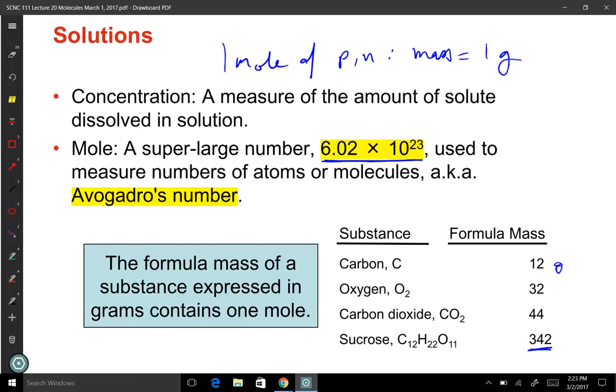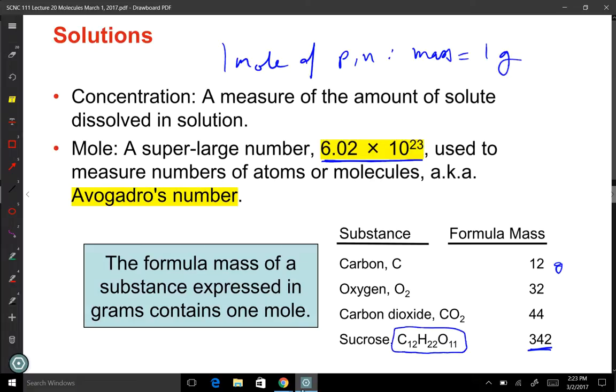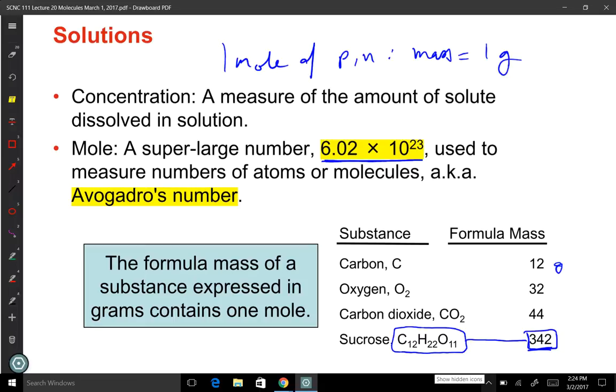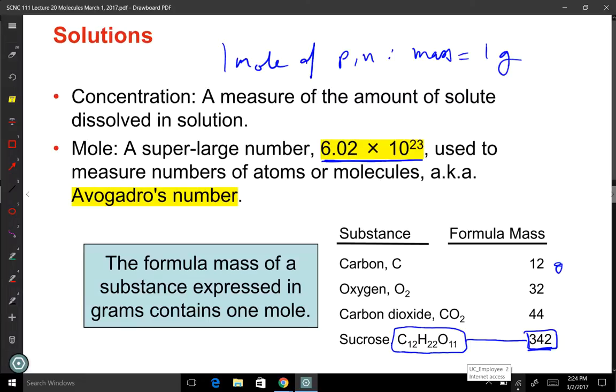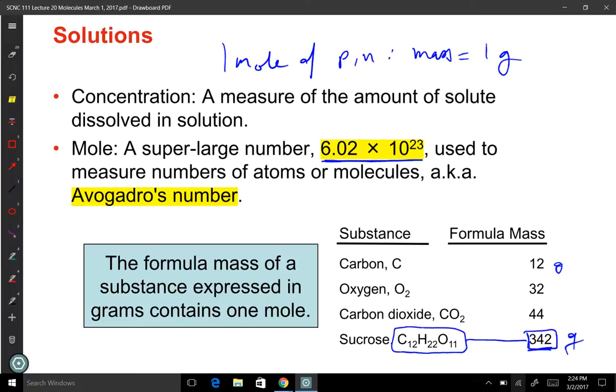It's what? 1. Not 1. Formula mass of the substance expressed in grams. This has 342 protons plus neutrons in it. So if I have a mole of these molecules, I have 6.02 times 10 to the 23rd molecules, each with a mass with a total of 342 protons plus neutrons. That's always going to give me a mass of that number in grams. Right? That's what the mole is about.